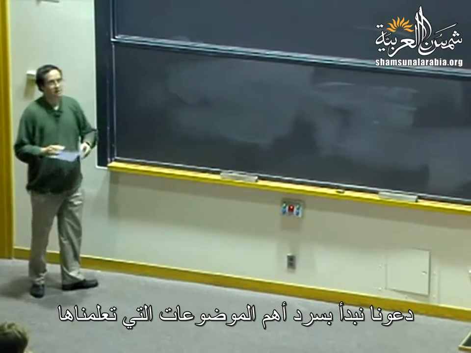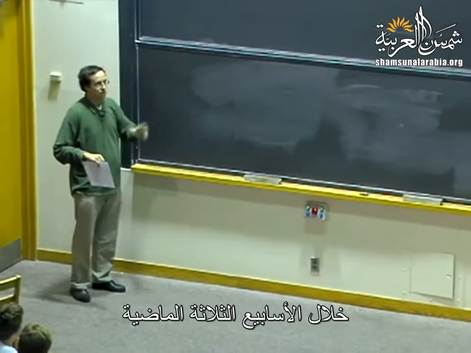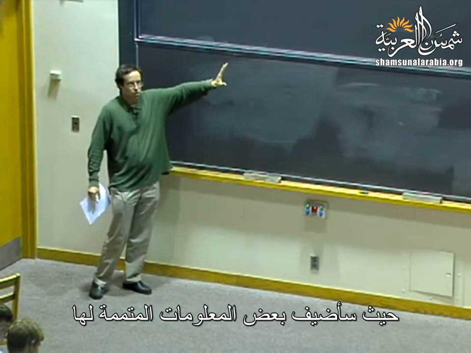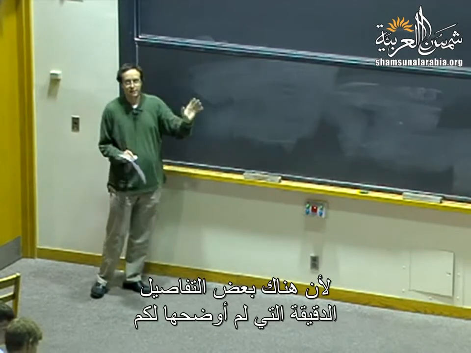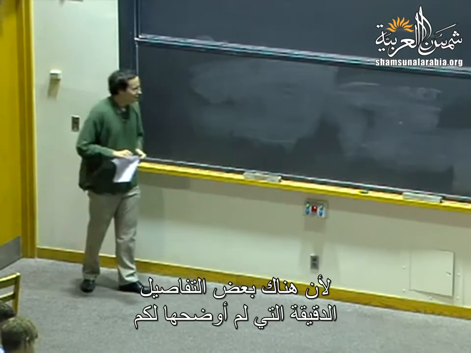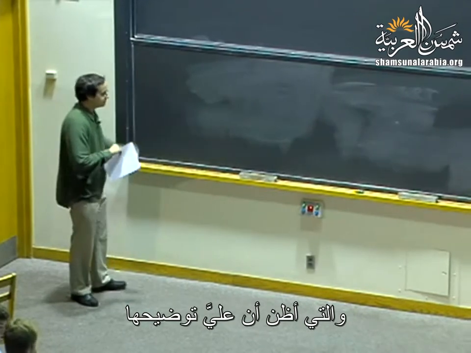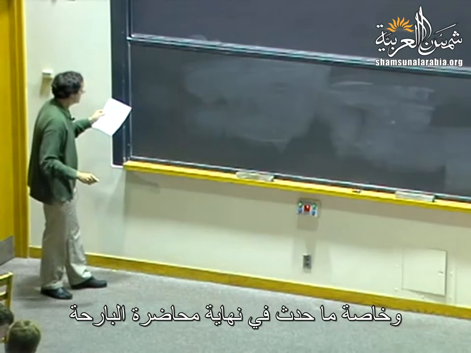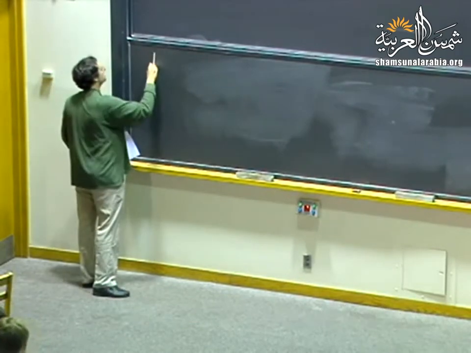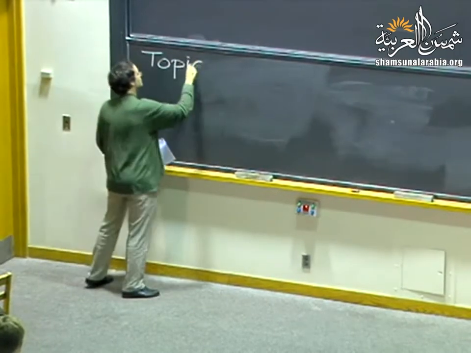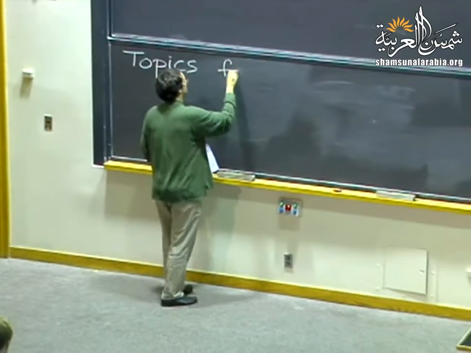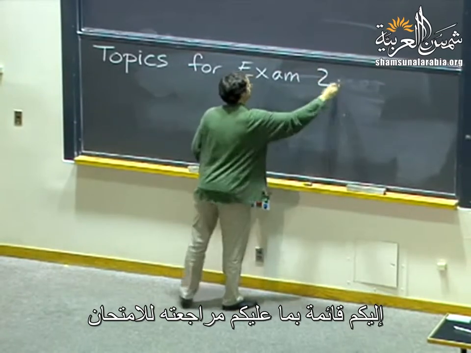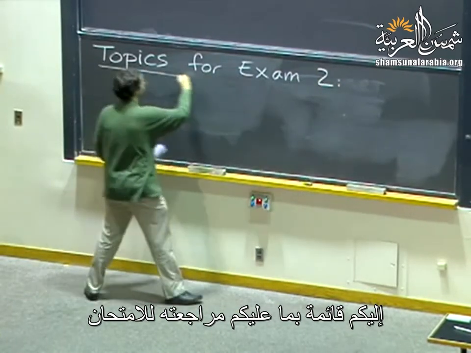Let me start by listing the main things we've learned over the past 3 weeks or so. And I'll add a few complements of information, because there are a few small details that I didn't quite clarify and should make a bit clearer, especially what happened at the very end of yesterday's class. So here's a list of things that should be on your review sheet for the exam.